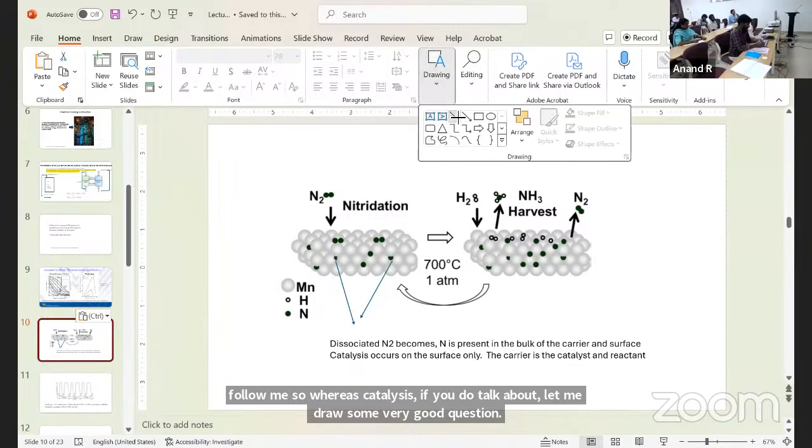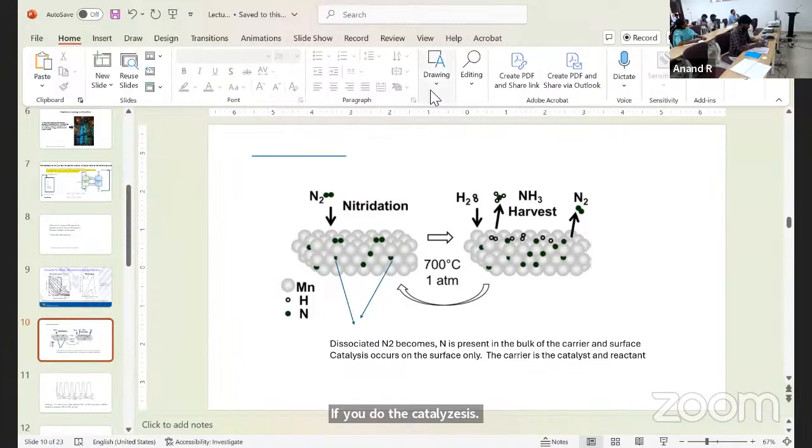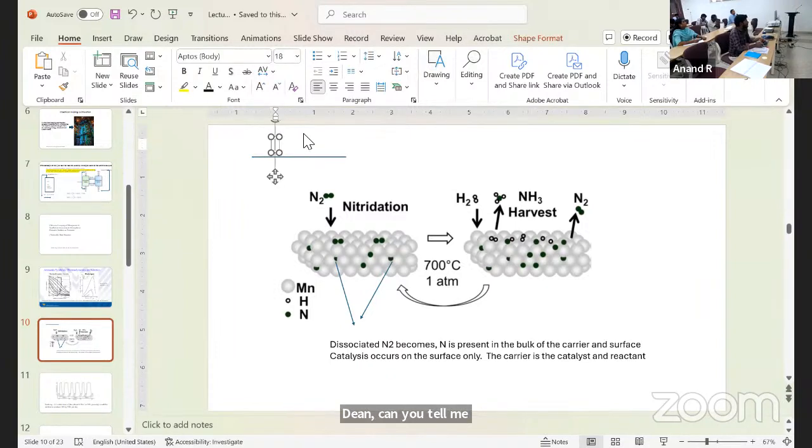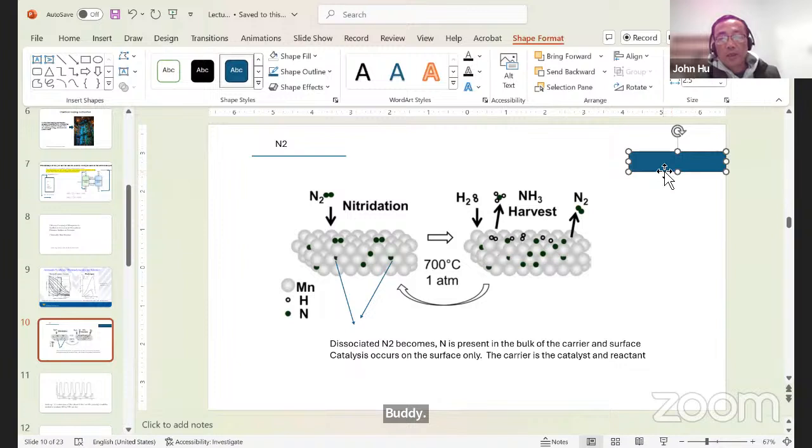In catalysis, the catalyst won't be involved in the reaction, but here in chemical looping, that base metal is involved in the reaction. Yeah, that's correct. So let's say you have the catalyst surface. Let me draw on this side. So the bulk of the catalyst never reacts.